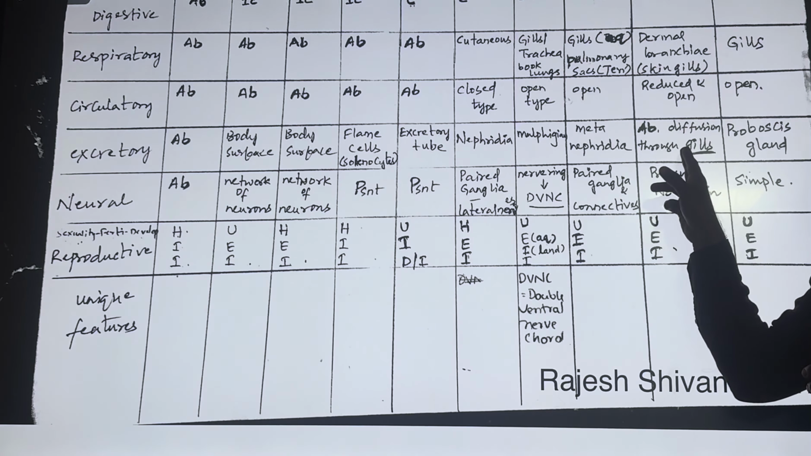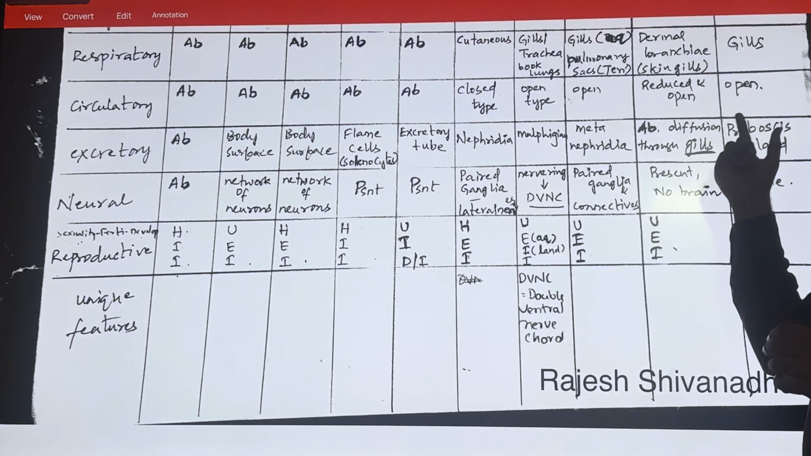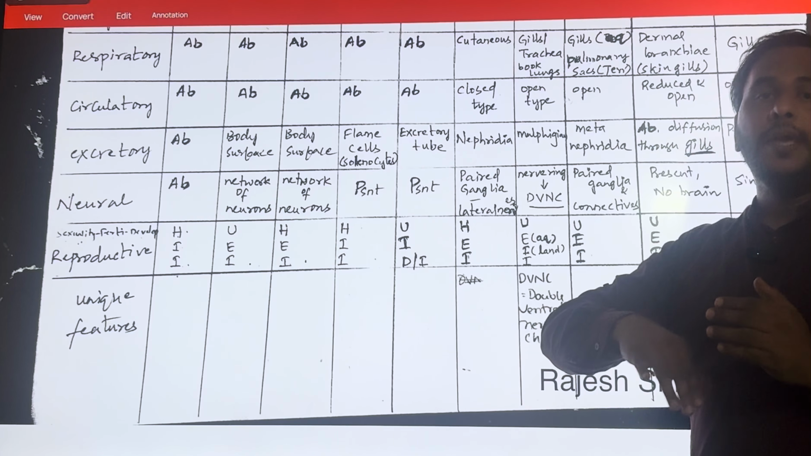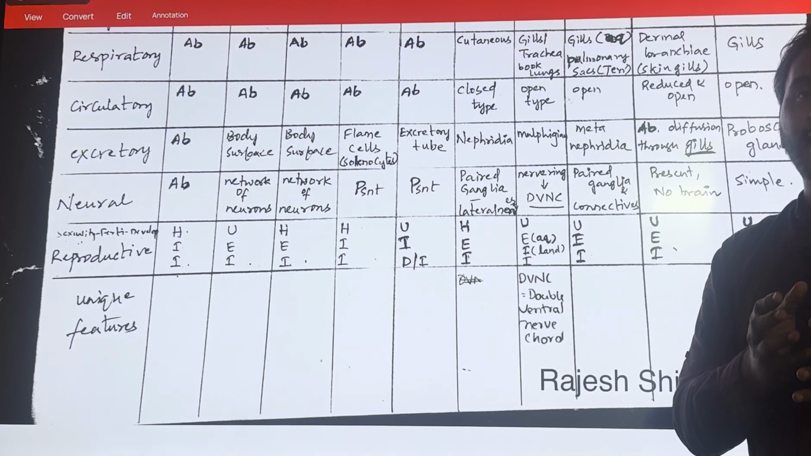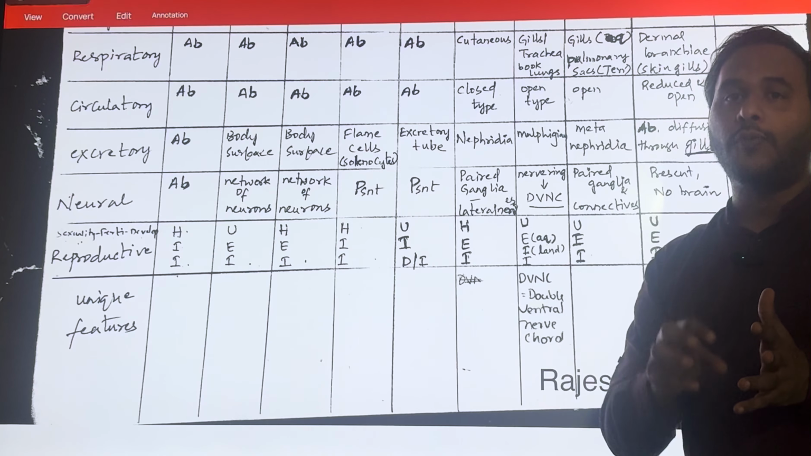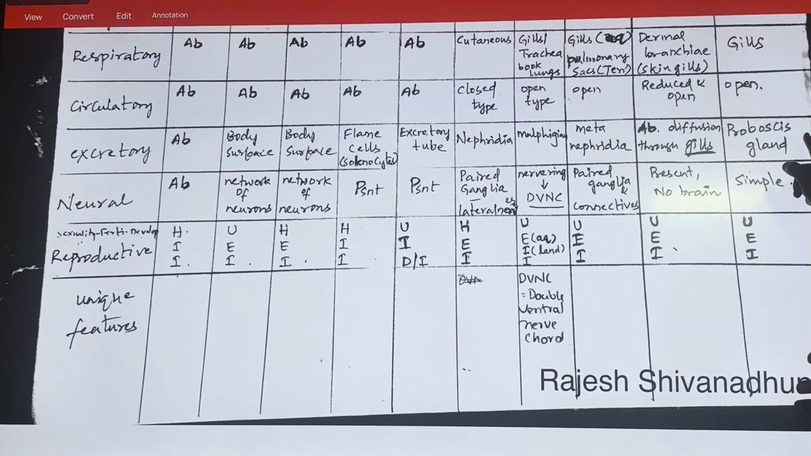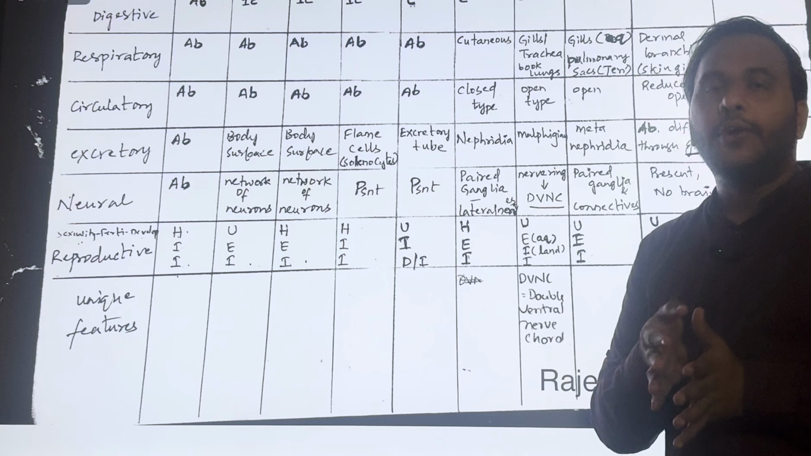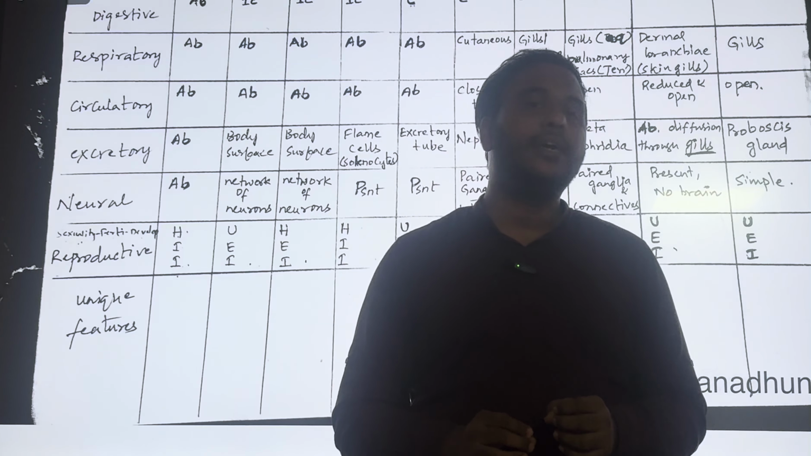Next, Echinodermata, usually the excretory system is not there, but the diffusion process will be executed by the gills to perform the excretion. So the gills are the alternative organs which perform excretion by the process called diffusion. The next phylum Hemichordata, there is a dedicated organ that is called proboscis gland that will perform the excretion.